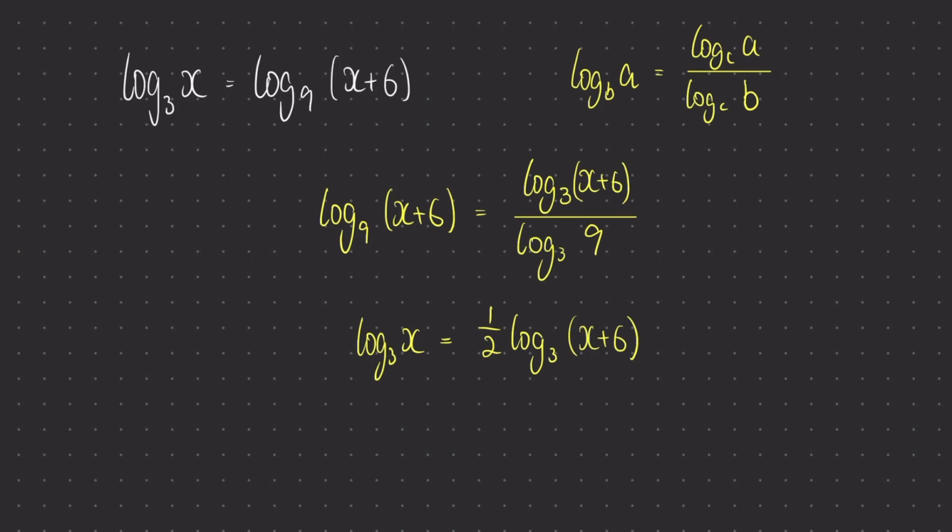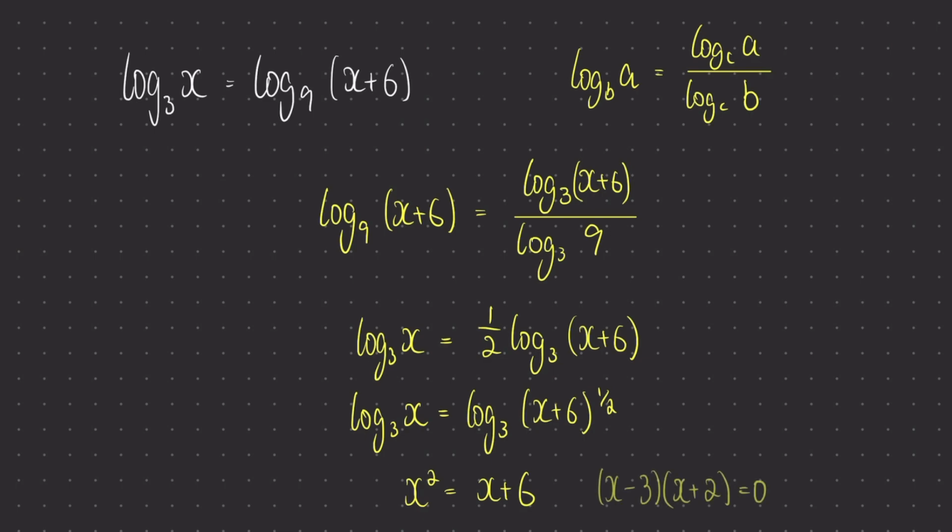Using the power law on the right-hand side, I can now just take away the logs because they're being applied to both sides and solve my question. So I've also squared both sides here. Now I'm going to solve this as a quadratic. So I find that either x equals 3 or x equals minus 2.